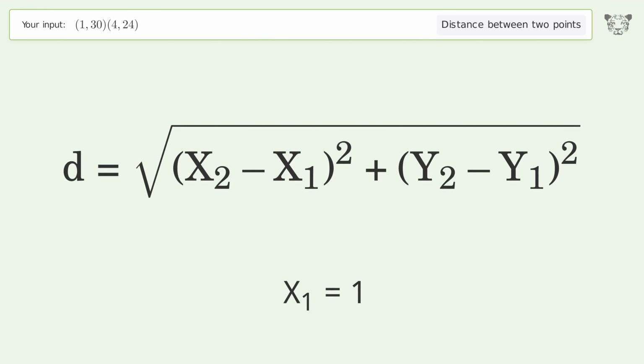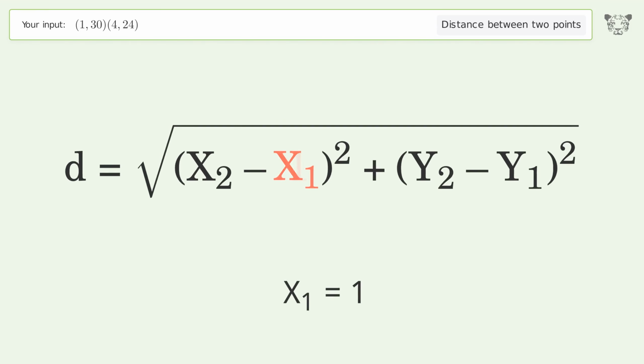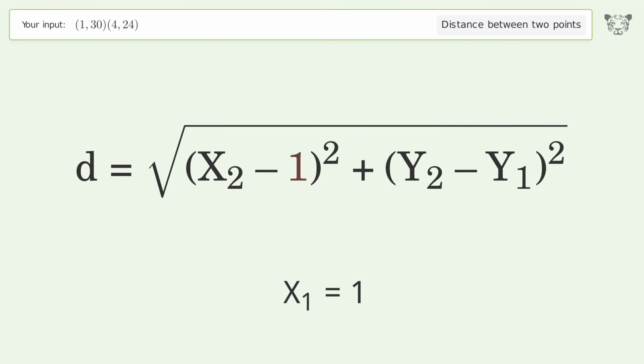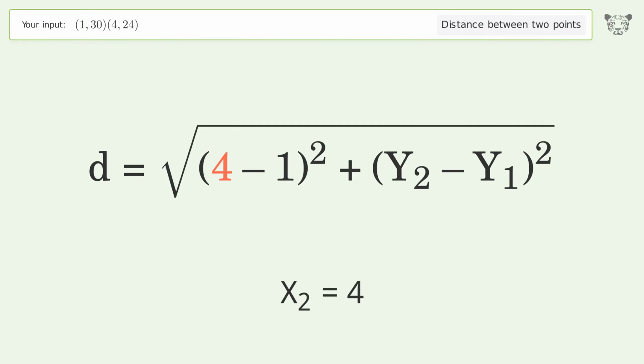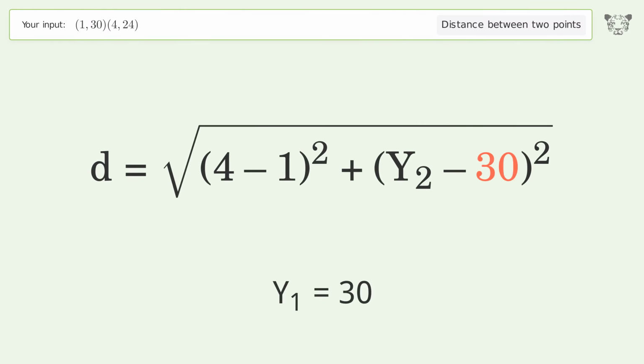x1 equals 1. x2 equals 4. y1 equals 30. y2 equals 24.